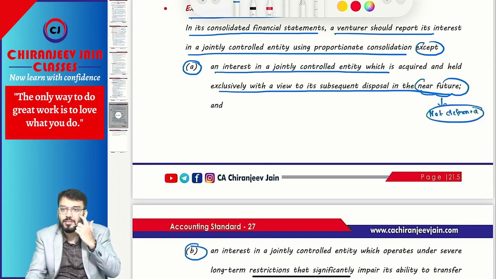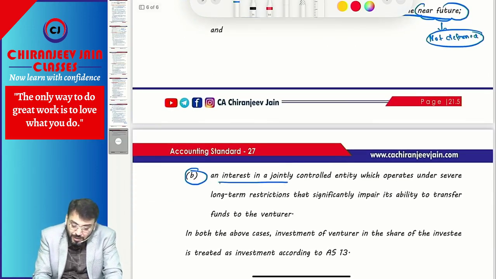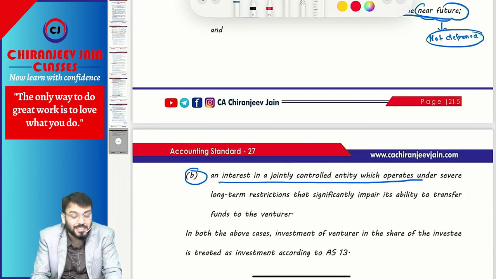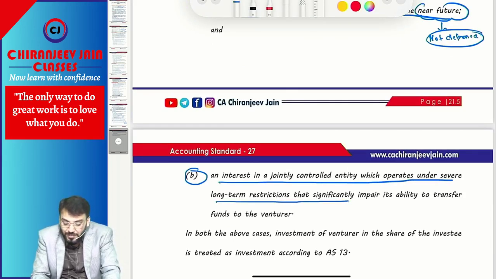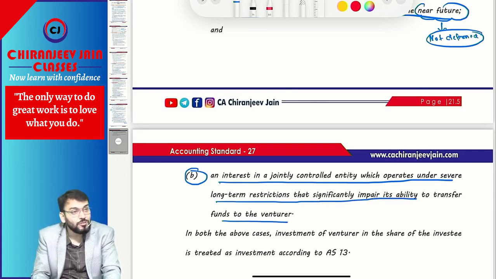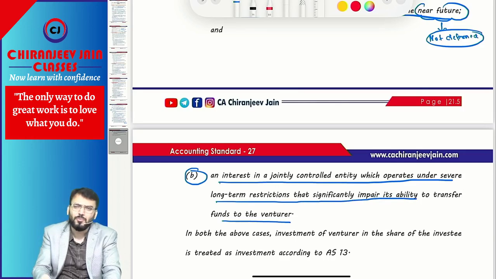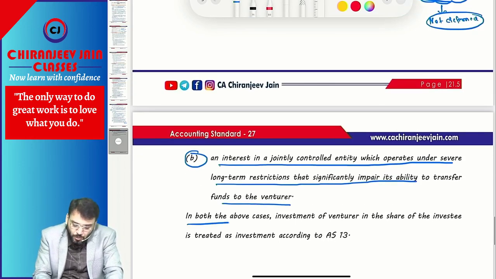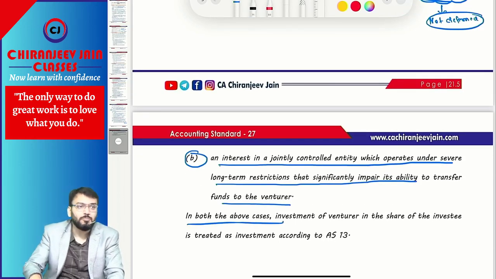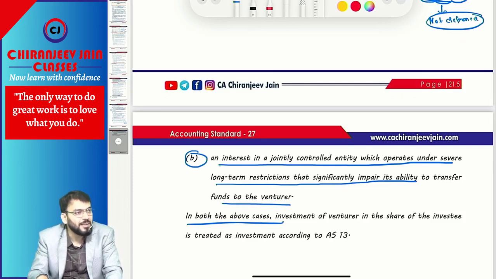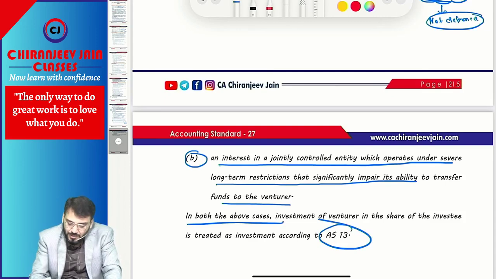Understood? Correct? This point. Or an interest in a jointly controlled entity which operates under severe long-term restrictions that significantly impair its ability to transfer funds to the venturer. This point you have already understood. In both the above cases, the venturer will not prepare CFS; then in SFS, the investment will be accounted as per AS 13. Understood?